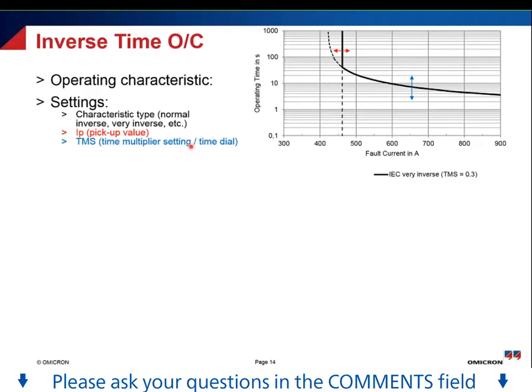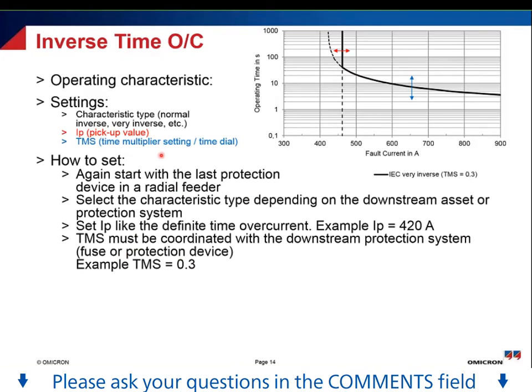Those two influence the position of our characteristic. With a change of the pickup value, my characteristic shifts from left to right. And with a change of the time multiplier setting, the characteristic is shifted up or down. Okay. How do we set this then? Well, once again, we start with the last protection device in a radial feeder. If you remember the picture of the radial feeder before, we start with the last of the relays. And first we select a characteristic type.